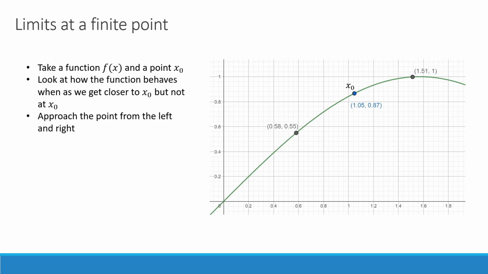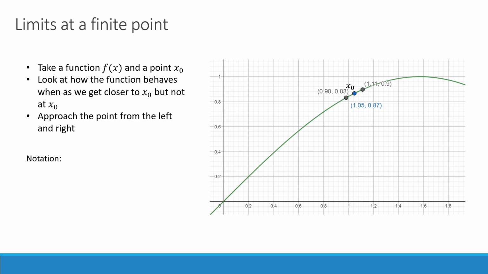Here, as we get closer to 1.05, the function gets closer to 0.87, but this isn't the same as saying that the function is equal to 0.87 at 1.05. We're not looking at what happens at 1.05, but rather what happens as we get close to 1.05.